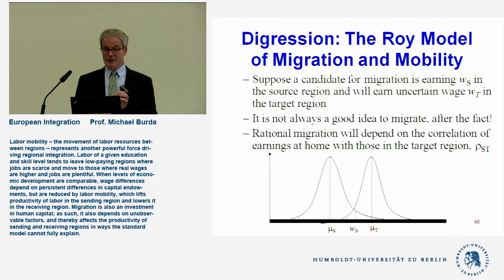You earn WT in the receiving region. It may not be a good idea to do the migration after the fact. Once I'm there, I may regret it, so I better do a good job thinking about it. And I'll basically care about that correlation. We're going to call that rho, just like in statistics, rho PS.